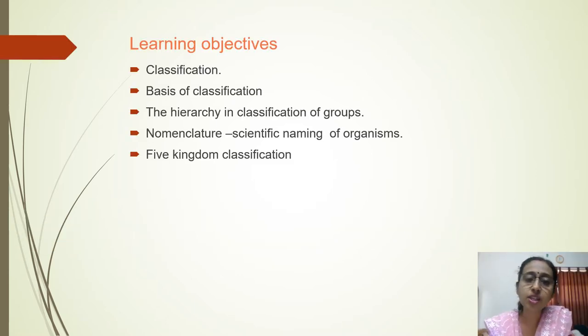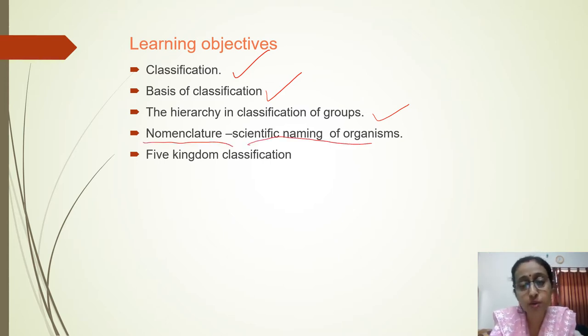So let us see what are the learning objectives of today's lesson. At the end of this lesson, we will be knowing about what is classification, what are the basis of classification. We will know about the hierarchy in the classification of groups, and we will know what is nomenclature, what is binomial nomenclature, and how we are naming the scientific organisms.